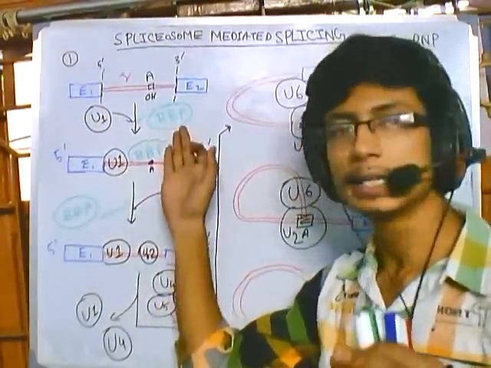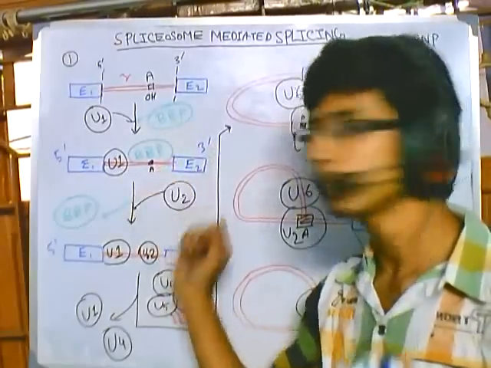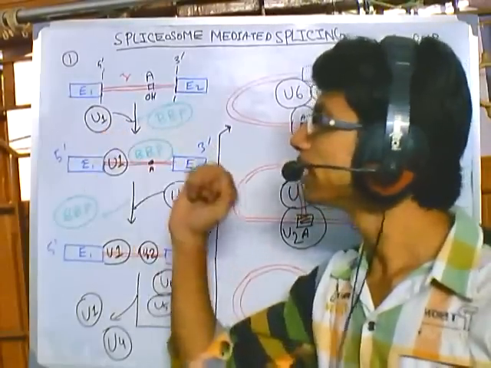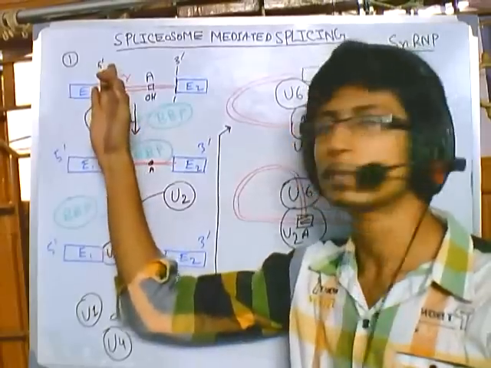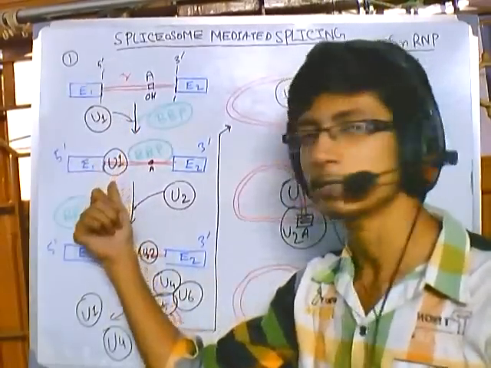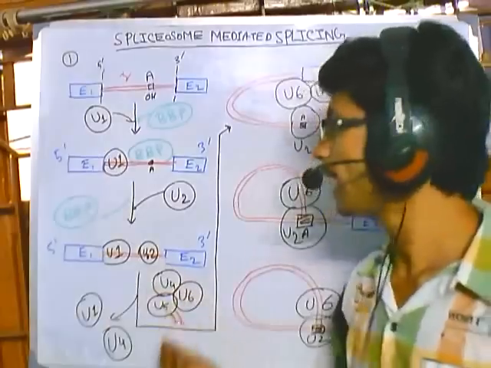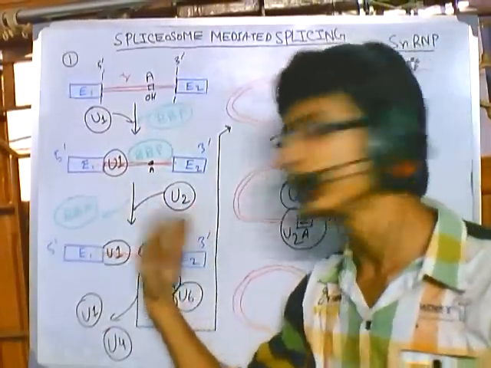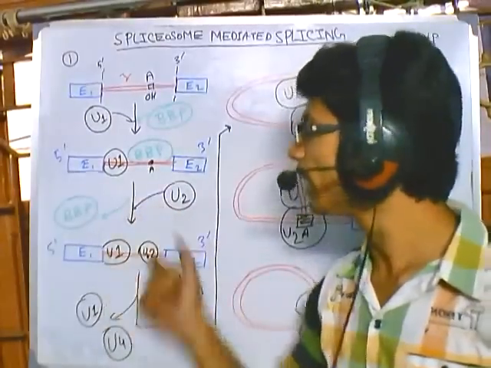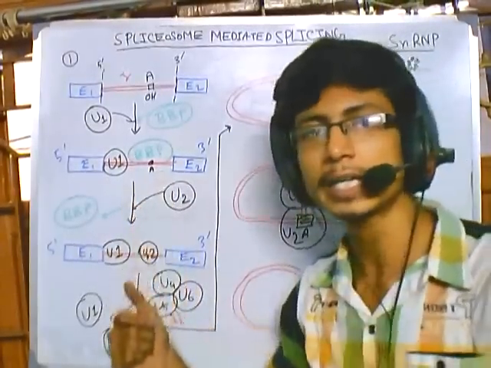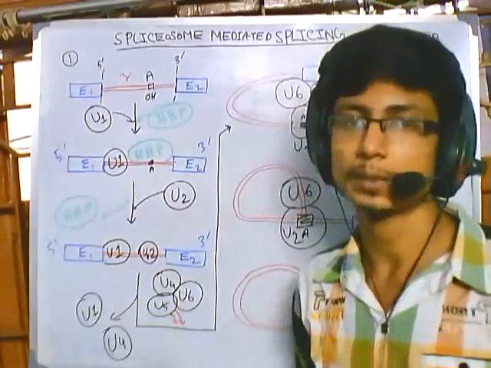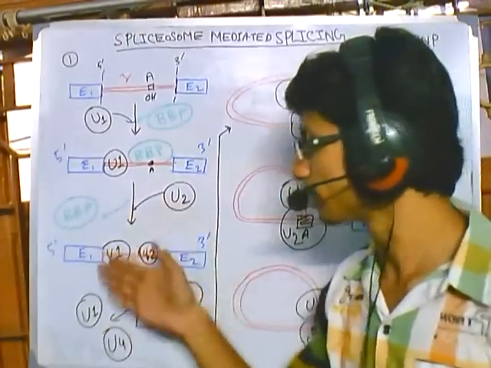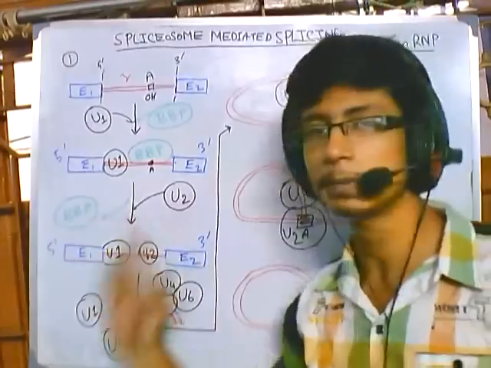Now Bbp, as the name suggests, will bind with the branch point. On the other hand, U1 recognizes the 5' splicing site and binds with that. Okay. Then what will happen? Another kind of snRNP, which is U2, comes in, and it will bind to this branch point, and it will kick Bbp out from the branch point. Okay, so this is the second step. U2 comes in, it will kick the Bbp out.